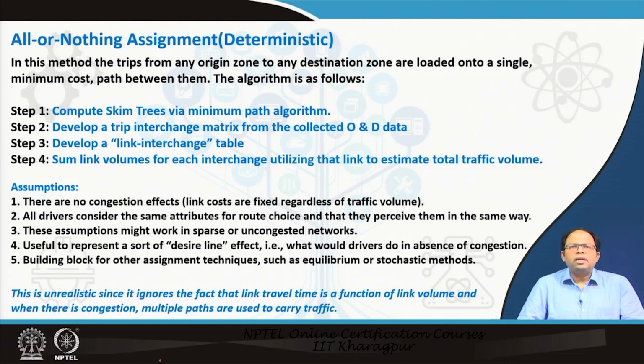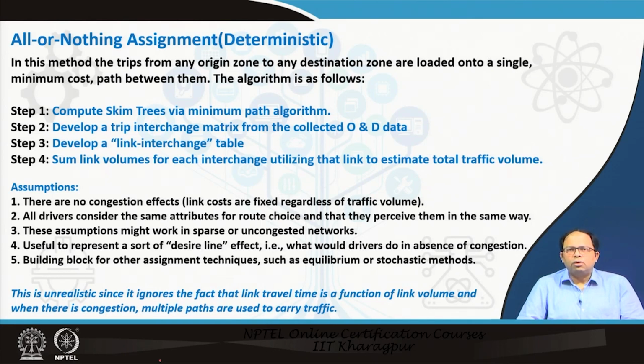So this actually helps us to determine a sort of a desire line effect. That means what would drivers do in the absence of congestion, and this actually gives us an idea where to invest, maybe. So that is one way to think about it. And building blocks for other assignment techniques such as equilibrium or stochastic methods actually start from this particular technique.